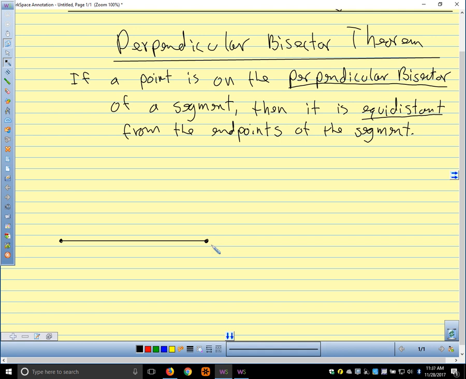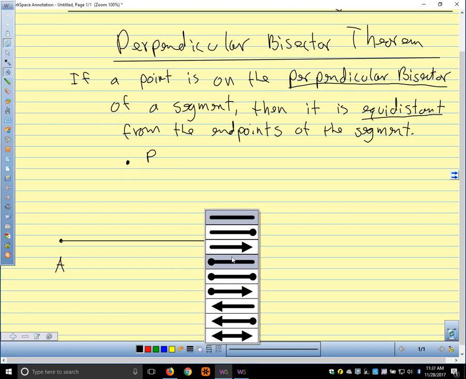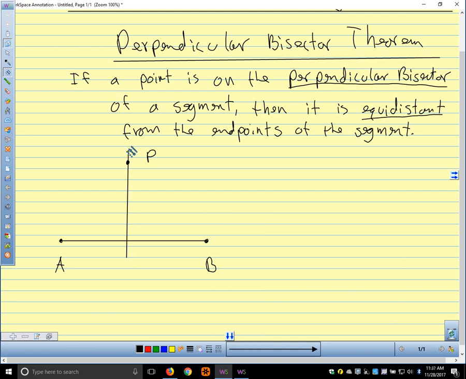All right, so there's our segment AB, and the endpoints of our segment are A and B. And here's a point P on the perpendicular bisector. So we'll draw it like so.